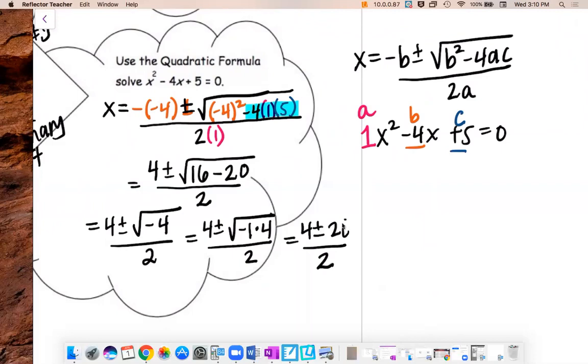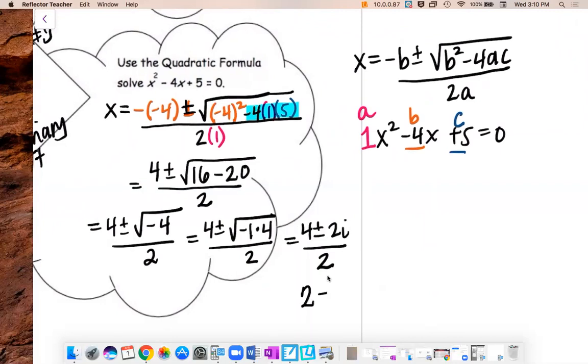Now I can take this one step further because the 4 is divisible by 2, and this 2 is also divisible by 2. I have to make sure that it goes into both parts of this equation because this plus or minus is here. So I'm going to start by doing 4 divided by 2. So that becomes 2. Keep the plus or minus, and then 2i divided by 2 just becomes i because the 2's cancel out. So what we get is x equals 2 plus or minus i.